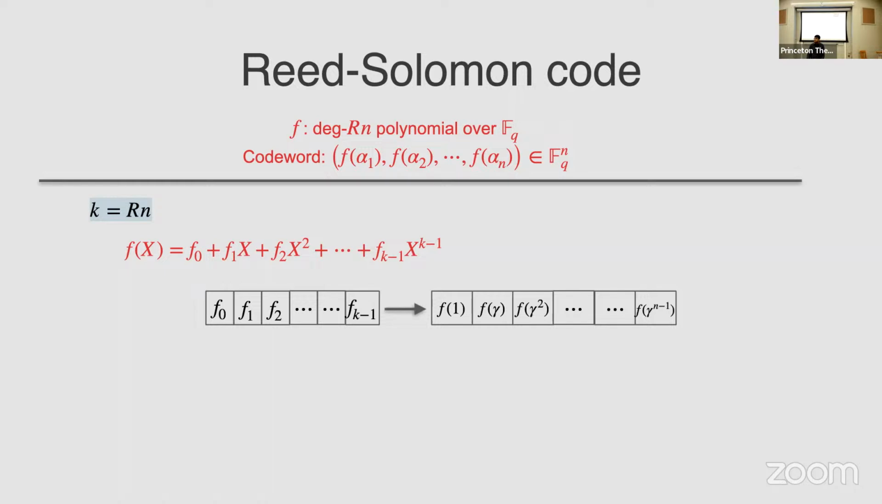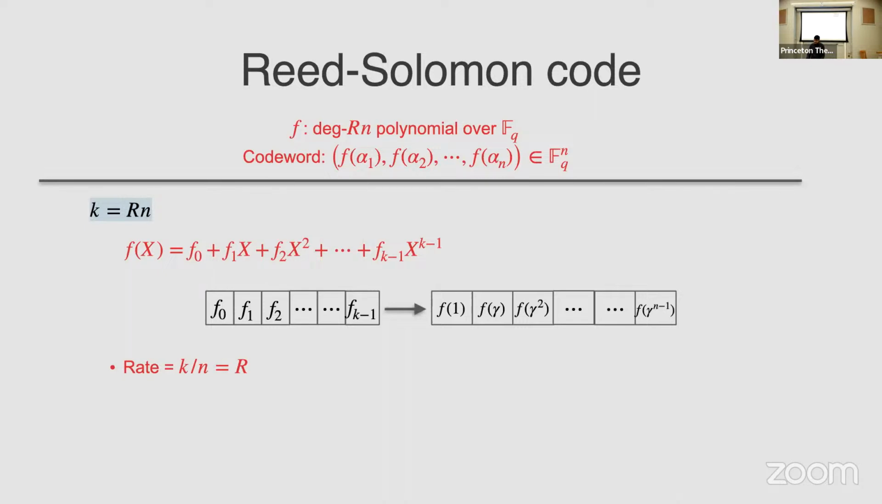And the encoding of the k length string is just evaluations of the polynomial over n distinct points. Each of those evaluations is also in Fq. So that's going to be a member of Fq to the n. The rate, again, is just the ratio k over n. We chose k to be Rn, so the rate is just R.